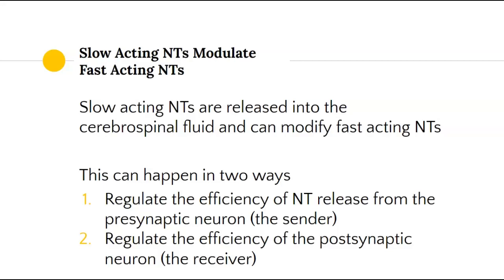Slow-acting neurotransmitters can modulate fast-acting neurotransmitters. When slow-acting neurotransmitters are released into the cerebrospinal fluid, they can modify fast-acting neurotransmitters. They can do this by either regulating the efficiency of the release of neurotransmitters from the presynaptic neuron or regulating the efficiency of the postsynaptic neuron. So they can mess with the beginning, they can mess with the end, but it's all about regulating the efficiency. And so they can actually slow down fast-acting neurotransmitters just because they might make the neurons less efficient.